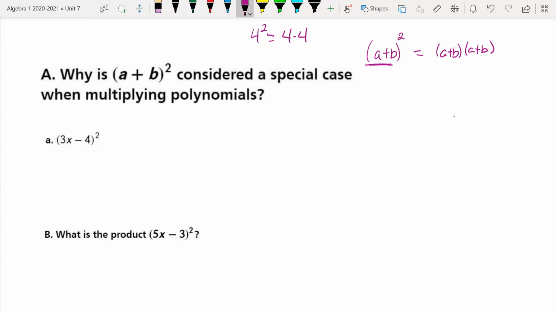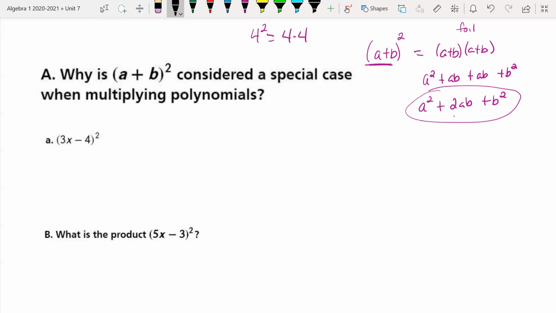Well then, if I do a plus b squared, that turns into a FOIL pattern. So I would get a squared plus ab plus ab plus b squared. Well, the pattern is that you take a squared plus b squared, and then you multiply a and b and you double it, and that's going to be your middle term. So really what I want you to know is the big thing is that 3x minus 4 squared, well, that means 3x minus 4 times 3x minus 4. So then I could FOIL it.